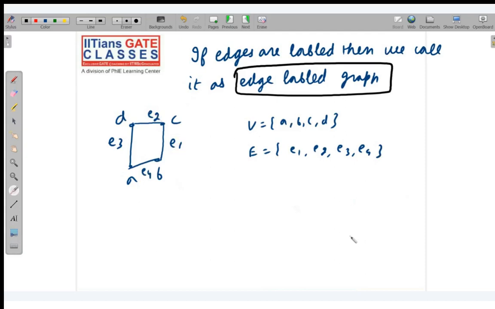Is it okay? Yes, sir. In this case, we just write the labels rather than mentioning the edge. Okay. Let me jump to the next slide.